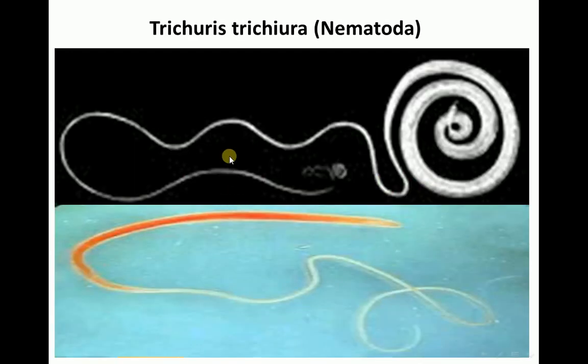Now we take examples of parasites belonging to nematode. Nematode, the class of phylum Nemathelminthes. This image belongs to the parasite Trichuris trichiura. Here we can see the male and female. This is the anterior portion of the male, leading to the posterior portion, which sharply curves into a coil of 360 degrees or more. While this image belongs to the female of Trichuris trichiura, the anterior portion, this is the head region, and the posterior portion is club shaped.